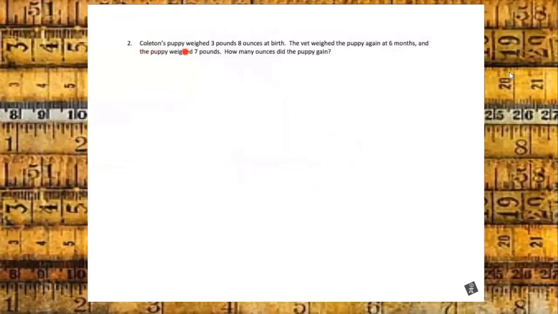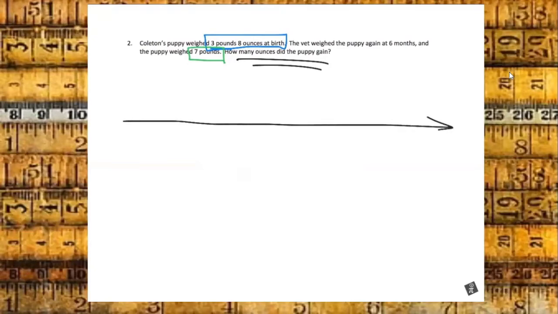So we've got Colton, and Colton's puppy weighed 3 pounds, 8 ounces at birth. The vet weighed the puppy again at 6 months, and the puppy weighed 7 pounds. The big question is, how many ounces did the puppy gain? A couple of ways to do this. I'm going to put it on a number line because I think that's going to be kind of cool. If I arbitrarily put 3 pounds, 8 ounces right there, and let's put 7 pounds right here.